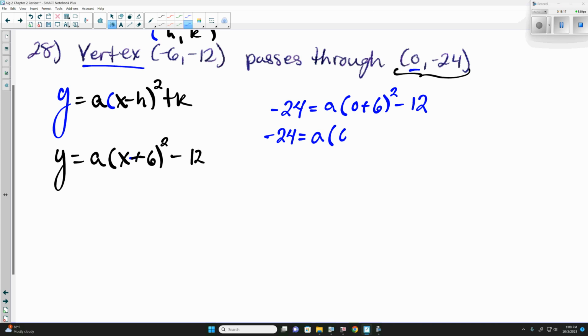Our 0 plus 6 is just going to be 6 squared. Now 6 squared is going to be 36a minus 12. If you're squaring a number, especially a negative, be careful when typing it into the calculator. Make sure to put parentheses around it.